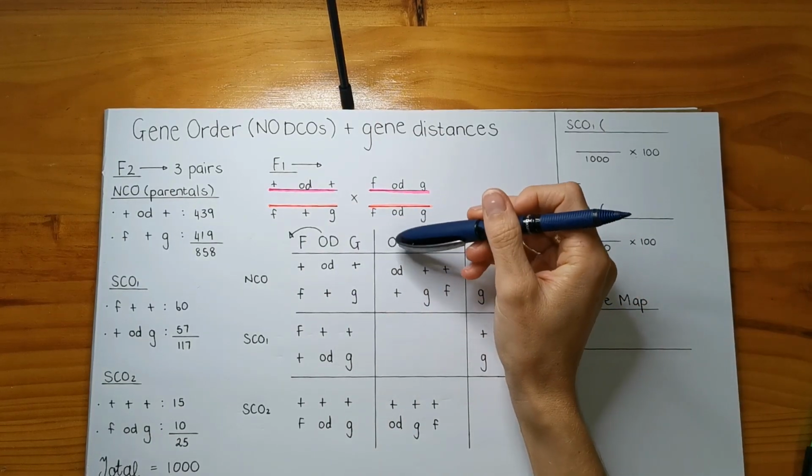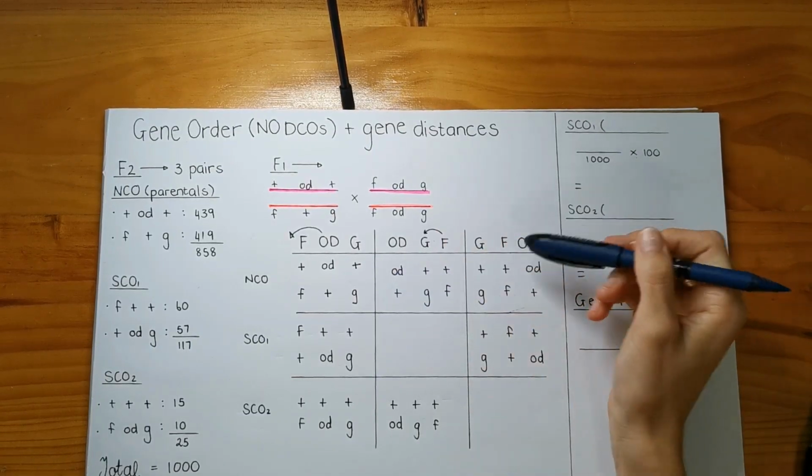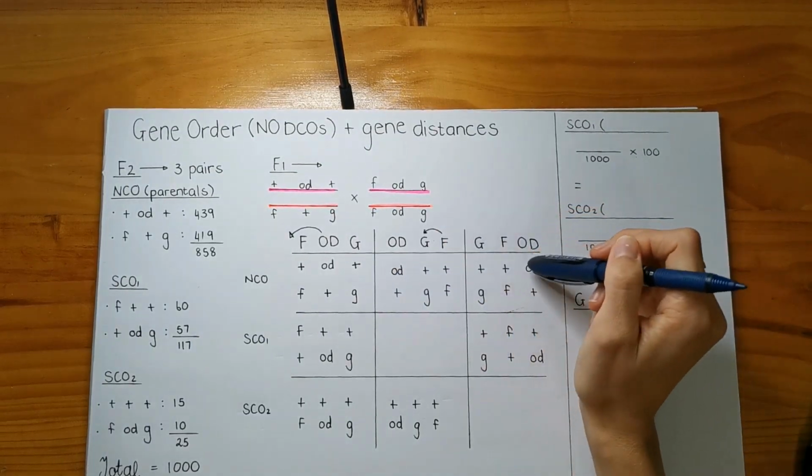I've just moved the OD under this heading and made it plus plus there. And the same goes for this. And then obviously this also needs to correspond under its heading. So you just write it down.